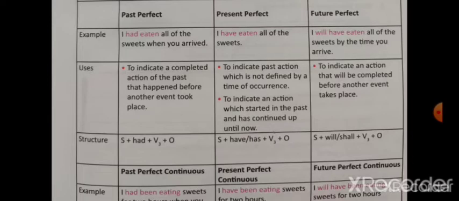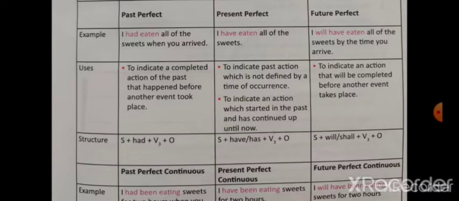This explains that the past action, which is not defined by a time of occurrence, or to indicate an action which started in the past, has continued until now. This explains that it had happened in the past. It had started some time back, but it is actually going on. It has been going on right now.